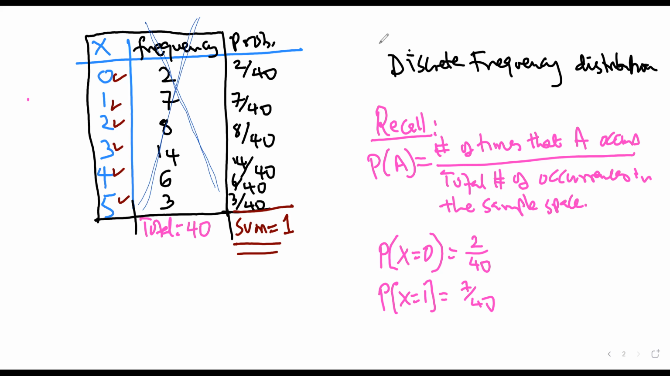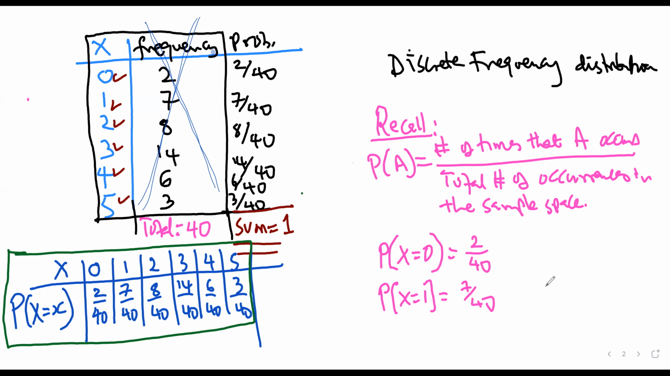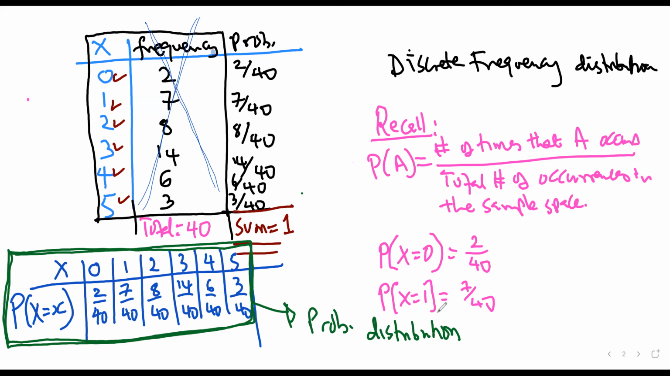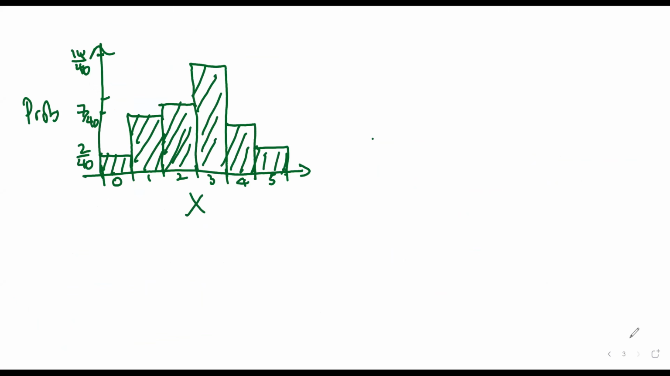Okay, so let's extract that and see what we're going to end up with. So when we remove the middle column, we'll end up with a table similar to this. Okay, and this is an illustration, or an example, of a probability distribution. So a probability distribution can be in the form of a table like this one, or it can be in the form of a graph like this one. So this is also an illustration of the same probability distribution.